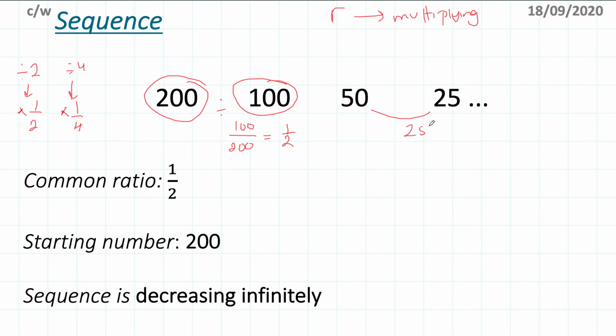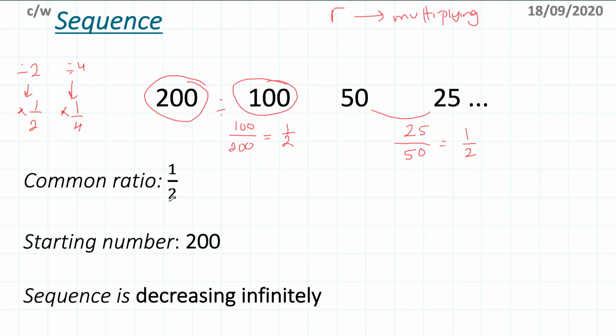Same thing here. I'll take 25 divided by 50, and that will give me 1 over 2. So this common ratio can be found through the terms or through observation, but be careful, always divide the future term by your previous term, or the front term by the previous one. Don't be tempted to do bigger number divided by smaller number. No, it's always the next term divided by the previous one.